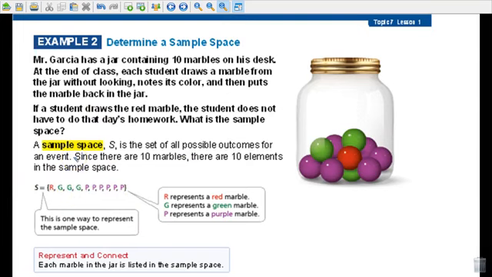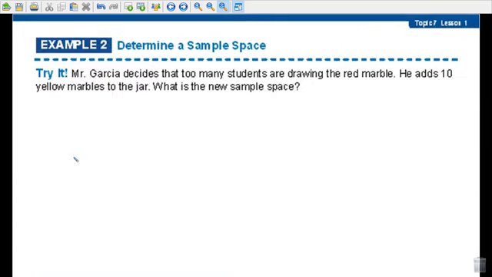Okay? That's it. So Mr. Garcia decides that too many students are drawing the red marble. He adds 10 yellow marbles to the jar. What is the new sample space? Well, go ahead and pause.